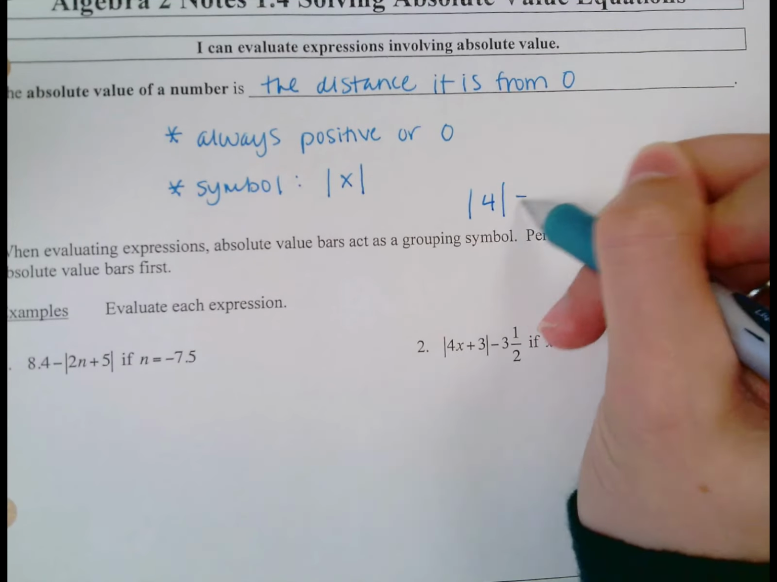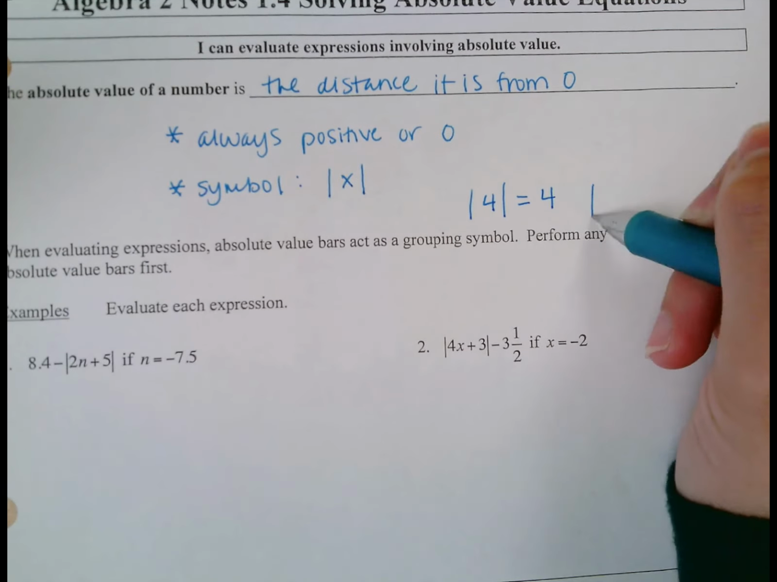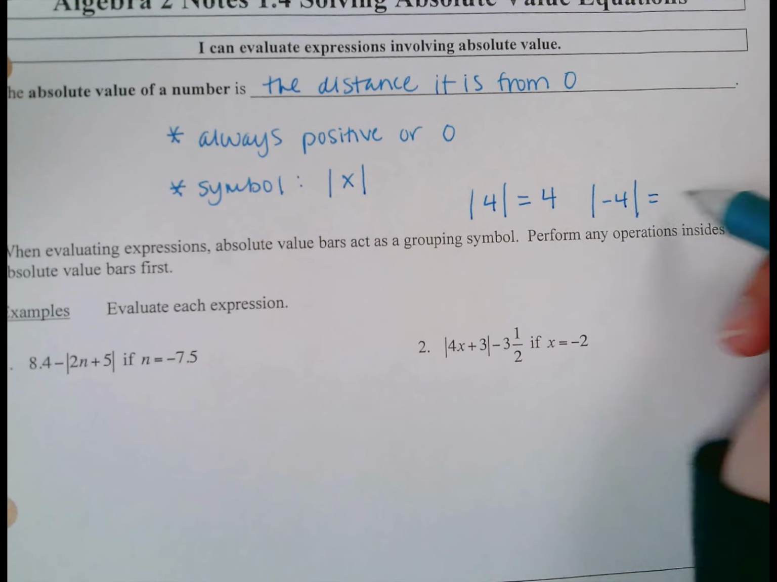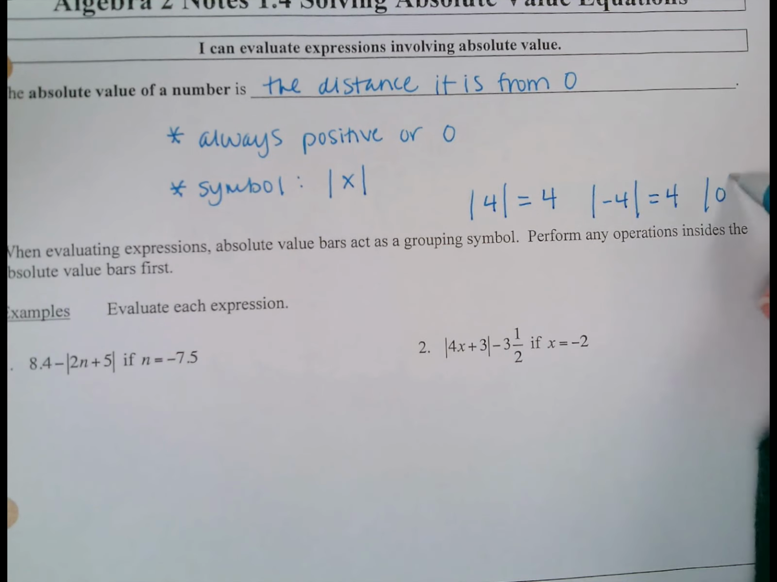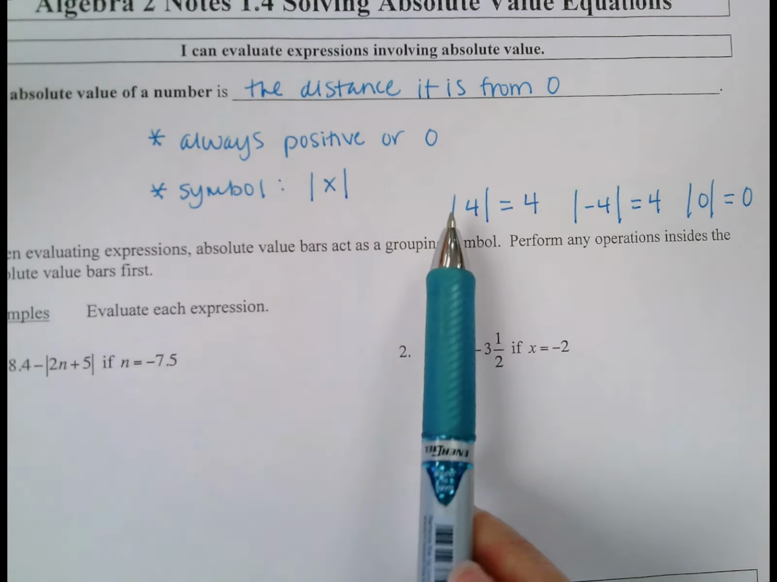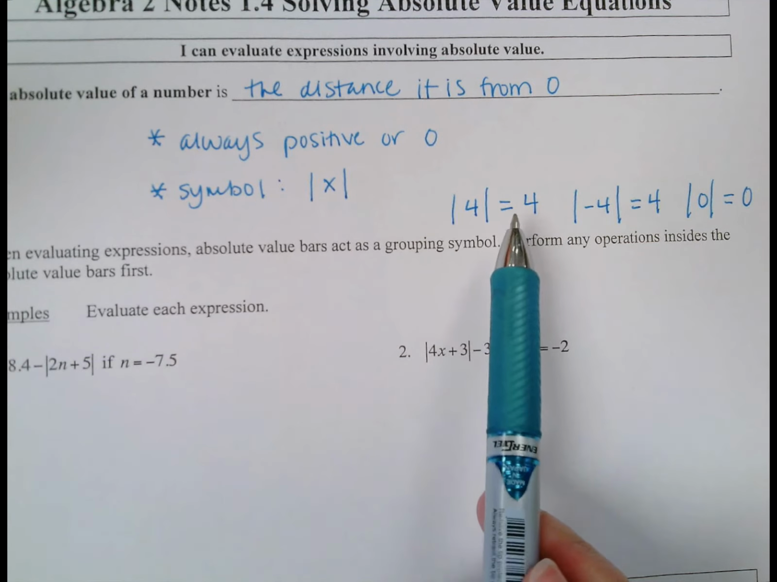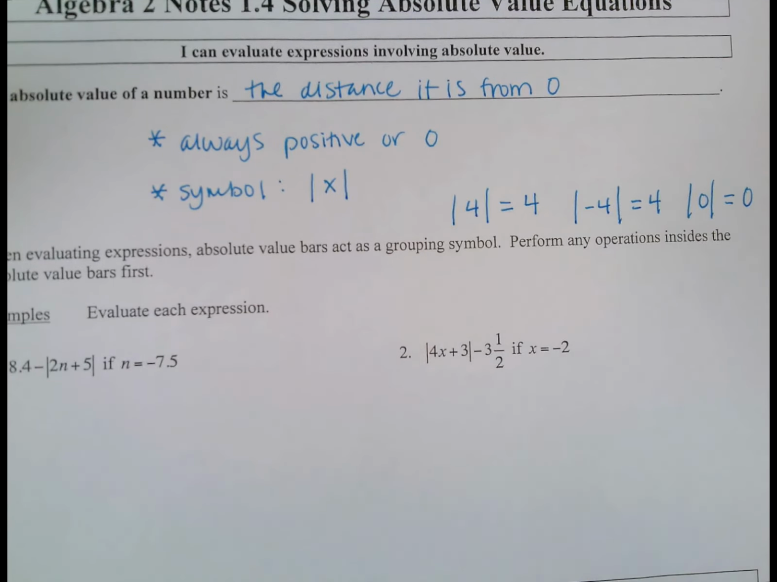So absolute value of 4 is 4. Absolute value of negative 4 is 4. Absolute value of 0 is 0. Okay, so you could have a positive value inside the absolute value bars, in which case its absolute value is equal to itself. If inside the absolute value bars it's negative, that distance from 0 is still positive, so it's a positive 4. And then if you get 0 inside of an absolute value expression, that absolute value is 0.